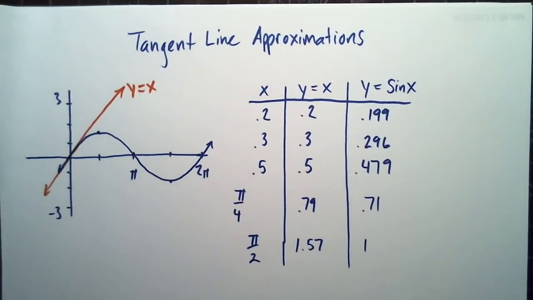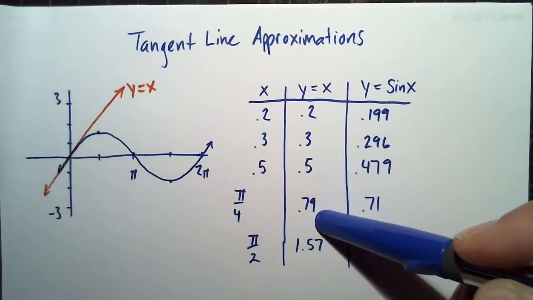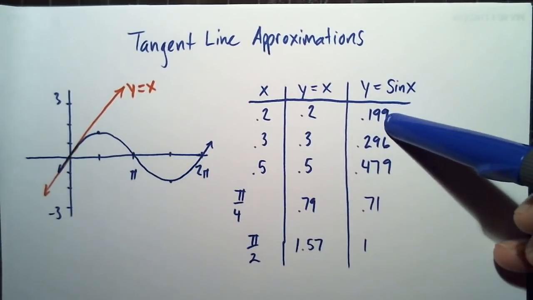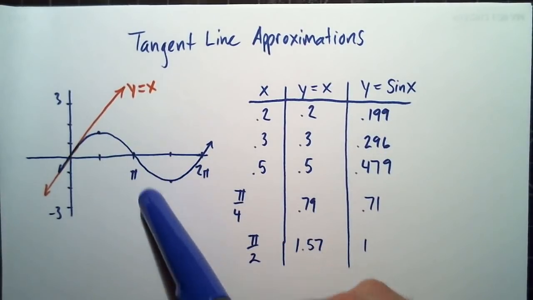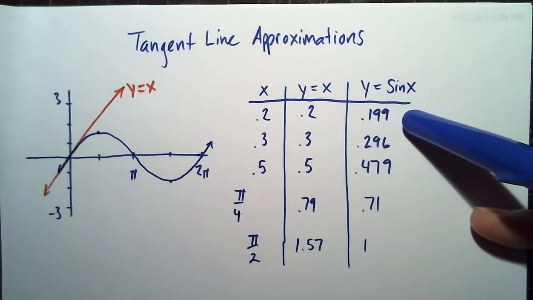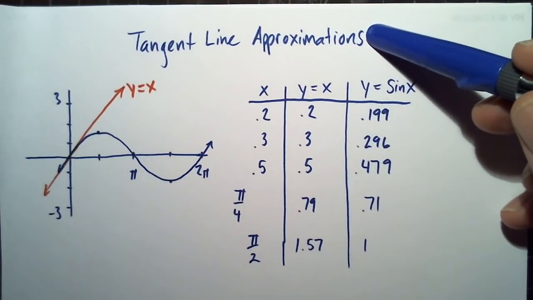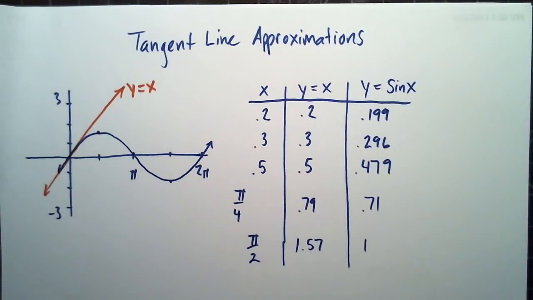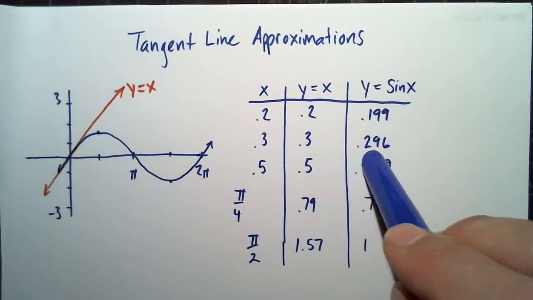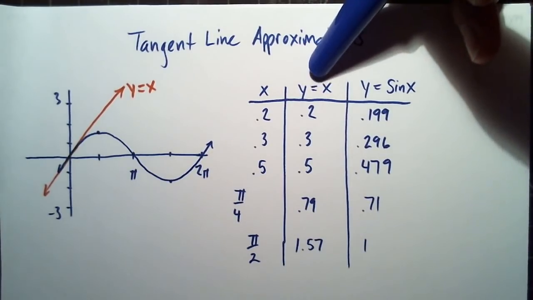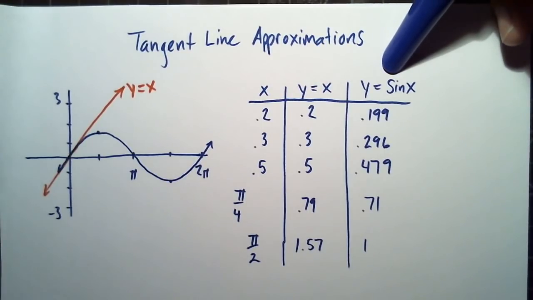So if we look at each of these x values, we have these values of the tangent line, y equals x. So these are y values of the red line. Here are y values of the curved line. And let's look at how they compare. You need to compare the y values, because if we're going to make an approximation, we're approximating y values for one x value. How close are the y values? How good of an approximation is the tangent line to the function?